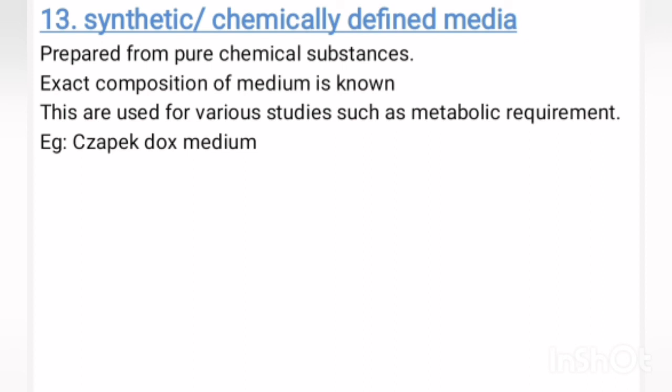Synthetic or chemically defined media. This media is prepared from pure chemical substances. That is, the exact composition of the medium is known, and it is used for the study of various metabolic requirements. Example, Czapek-Dox media.